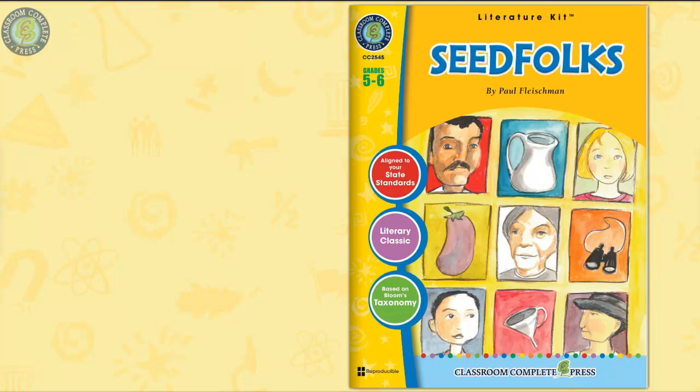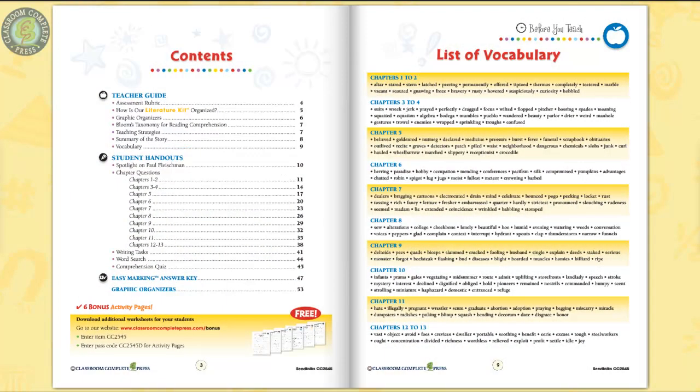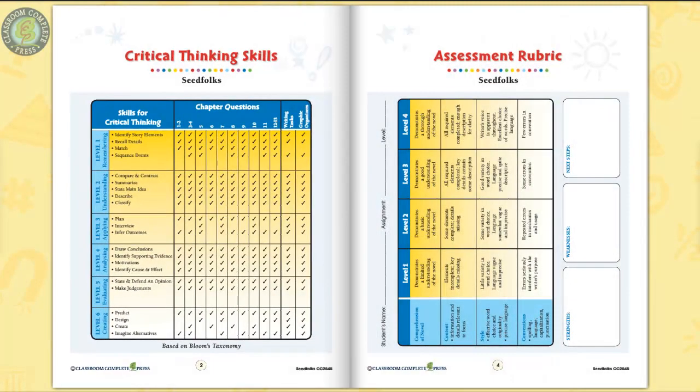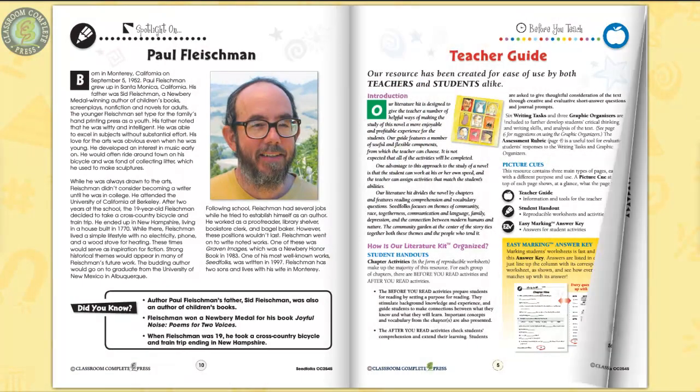This literature kit on Seedfolks by Paul Fleischman includes vocabulary lists and quizzes that create a complete resource to save time while preparing these lessons. 55 pages chock full of before-you-read worksheets for each chapter section, along with vocabulary prompts to prepare your students for the reading, with rubrics, teacher guide, and author biography.